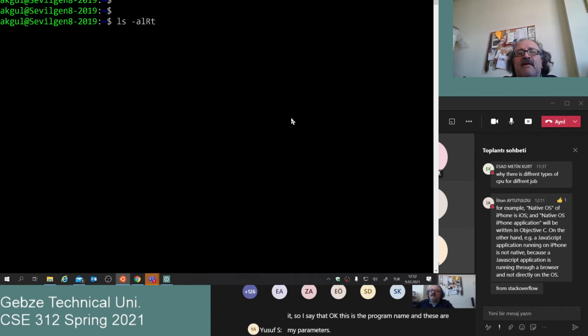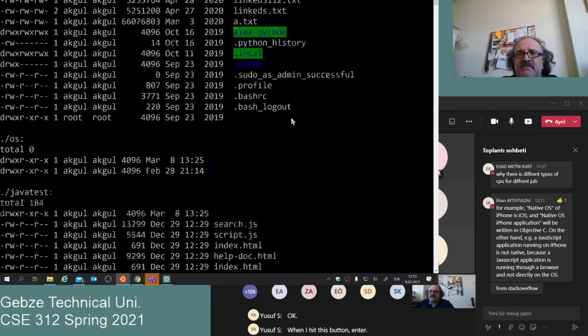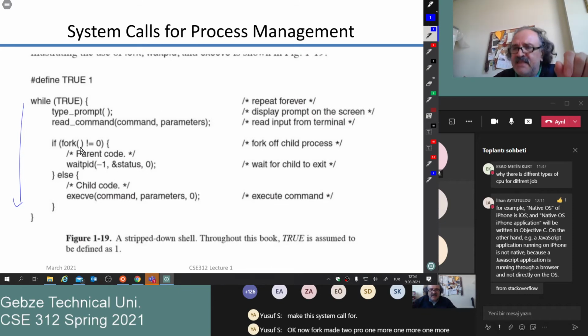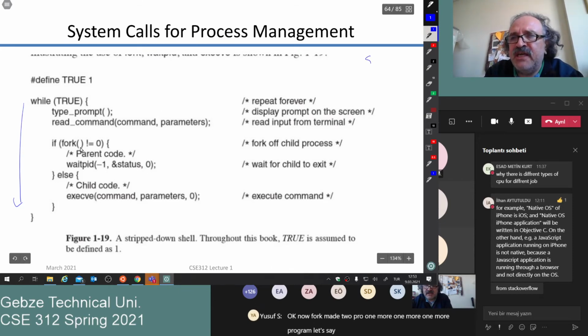When I hit enter, I read that command and the parameters, and I immediately make this system call fork. Now fork made one more program. Let's say this is my shell.